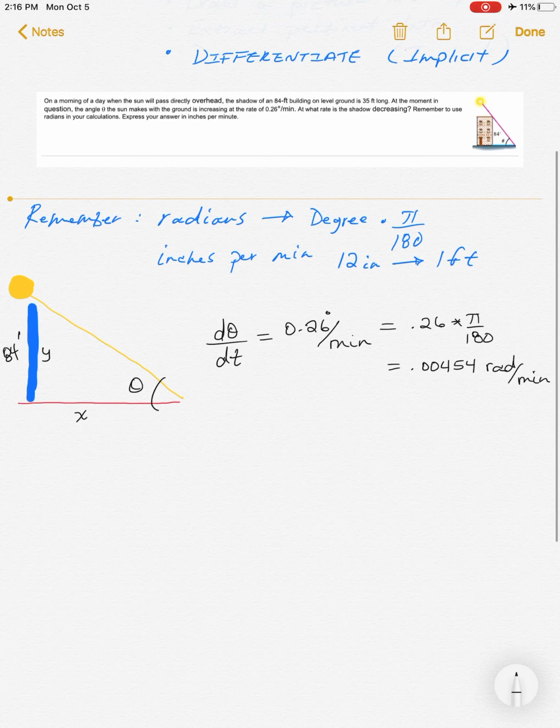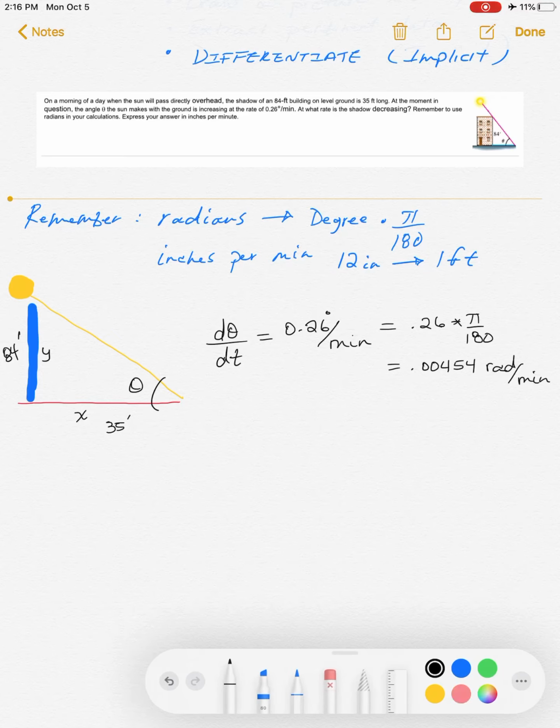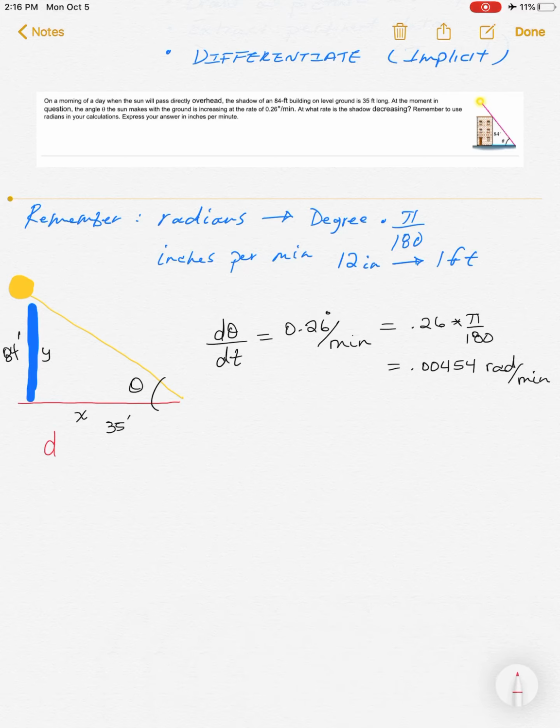And what else does the problem provide us with? We've drawn our picture, and we're extracting data now. It says that the shadow at the moment is 35 feet long, so I'm going to put down here 35 feet. And it wants us to find at what rate the shadow is decreasing. Remember that the shadow is represented by the x-axis, so the problem is telling us to find dx dt.